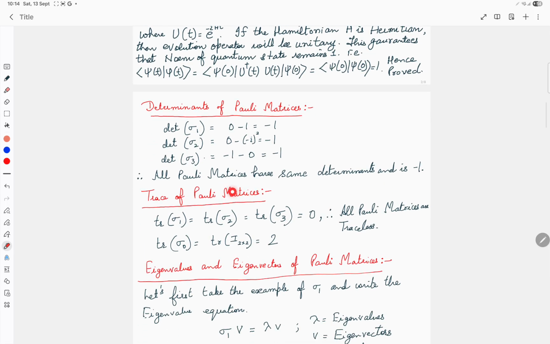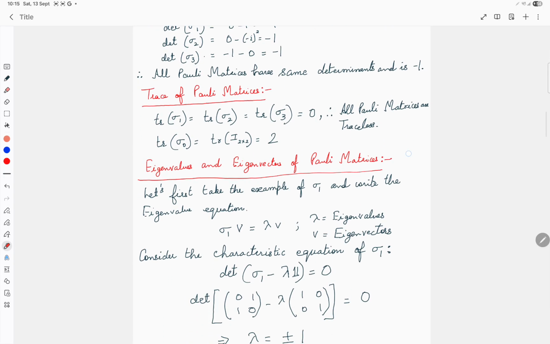The trace of all the Pauli matrices is 0. What is trace? Trace is the sum of the diagonal elements. So when you try to find out the trace of the Pauli matrices, you will see that the trace will be 0. So all Pauli matrices are traceless. But if you try to find out the trace of the identity matrix, the 2 cross 2 identity matrix, it will come out to be 2.